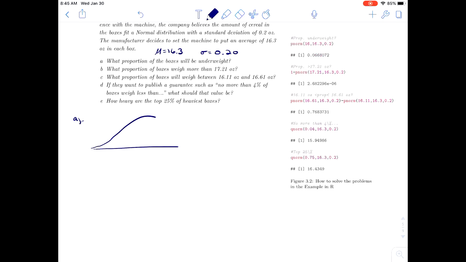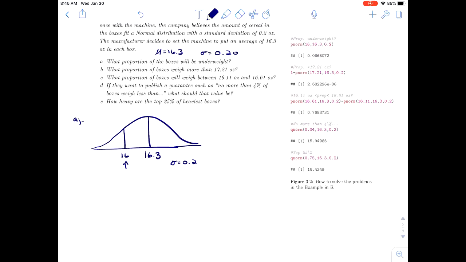And so if we start by drawing our normal distribution, centered on 16.3, because it's centered on mu, and sigma is 0.2, 16 would be somewhere below it, right? So I'm not going to be too careful about it, just put 16 here, and this is underweight. So this area here is the probability of finding a box that's underweight, if it's set to fill at 16.3 with a standard deviation of 0.2.